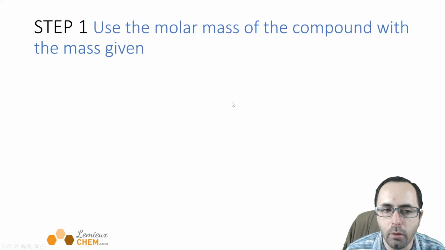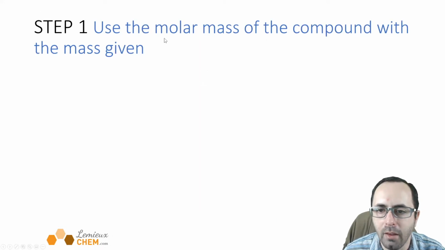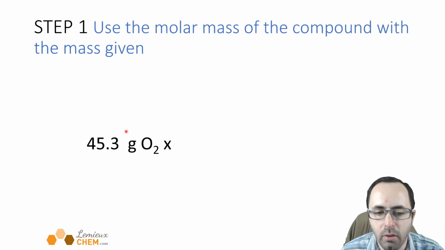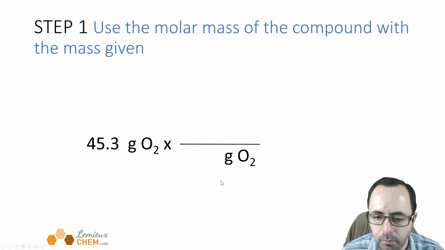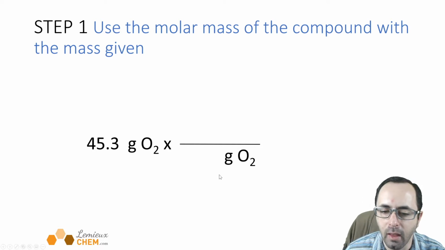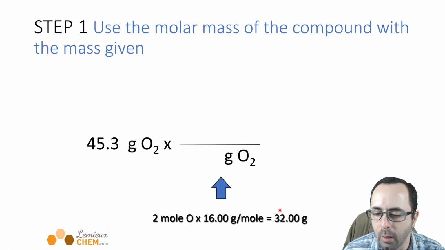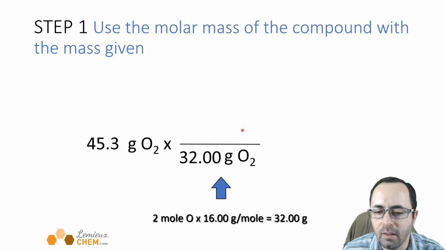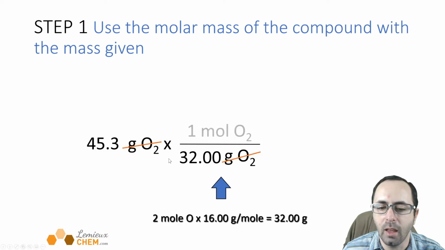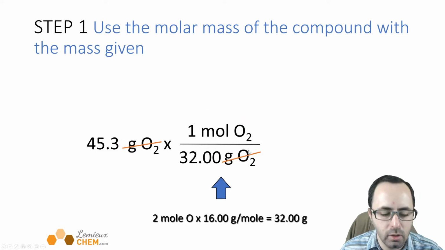So let's start. Let's do this. We're going to use the molar mass to convert the mass to how many moles. We have 45.3 grams of oxygen, and we want grams of oxygen on the bottom, so they cancel. And we figured out on the last slide that 32 grams of oxygen was 1 mole. So we're going to put 32 next to the grams of oxygen, and that is equal to 1 mole of oxygen. Our grams of oxygen cancel, 1 mole of oxygen.